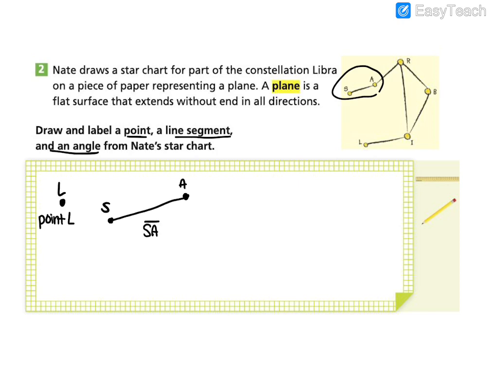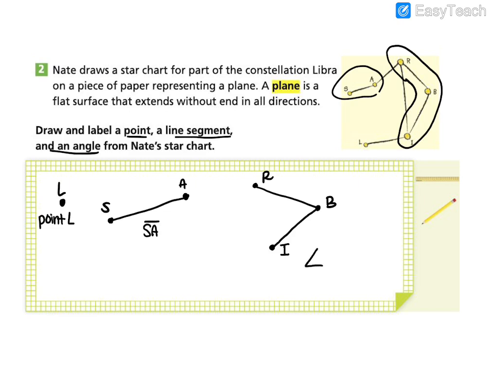And finally, we need an angle. I'm going to pick this angle here. R, B, I. And I will label that angle RBI. Okay, so this little symbol shows angle. This shows a line segment. And then for point, we just use the word.